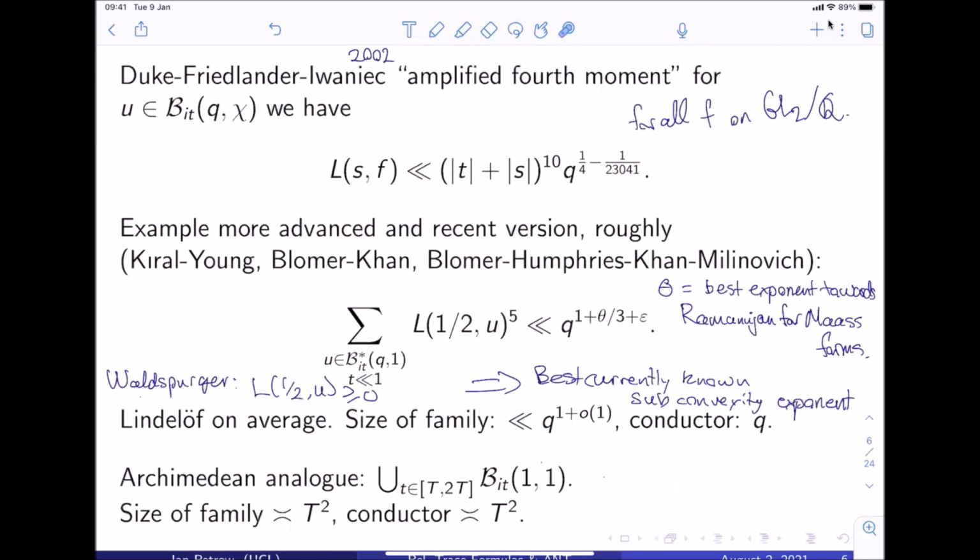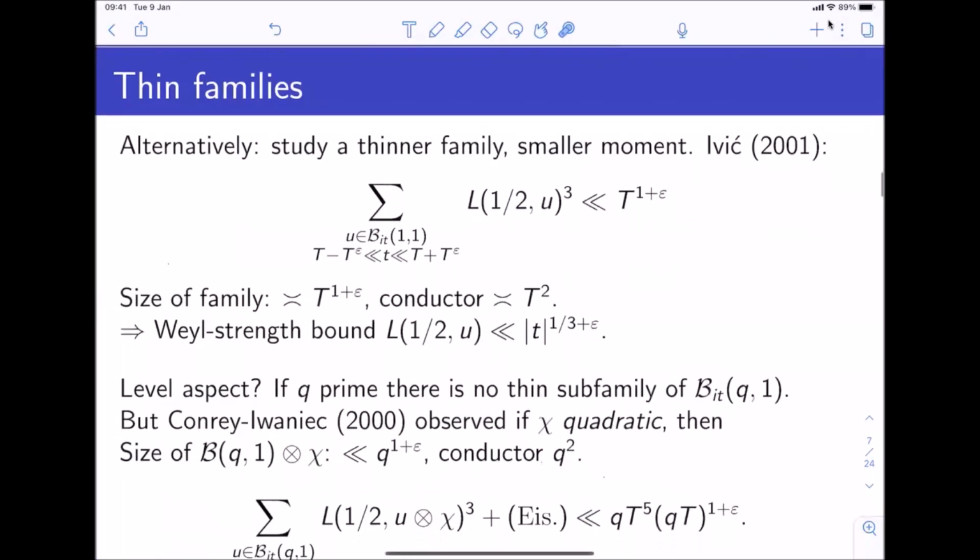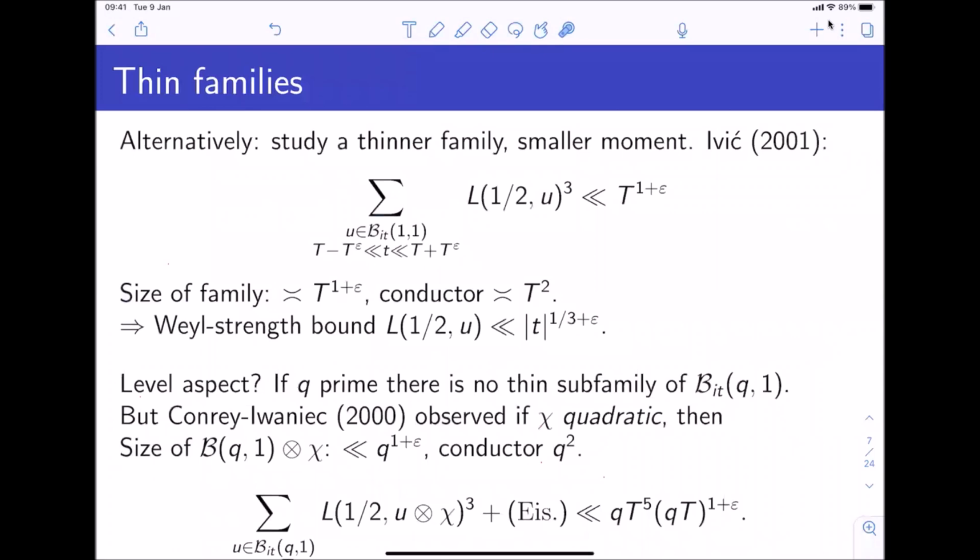Okay, so in the Archimedean example, there's an obvious way to shrink the family. Instead of taking a big window of size T, from T to 2T, let's take a small window, say roughly T to T plus T to the epsilon, for any small epsilon. So it turns out that rather than studying a large moment, like the 5th moment or the 6th moment for these Maass form L-functions in a large window, from the point of view of analytic number theory, it's much more effective to study a very short window in a smaller moment.